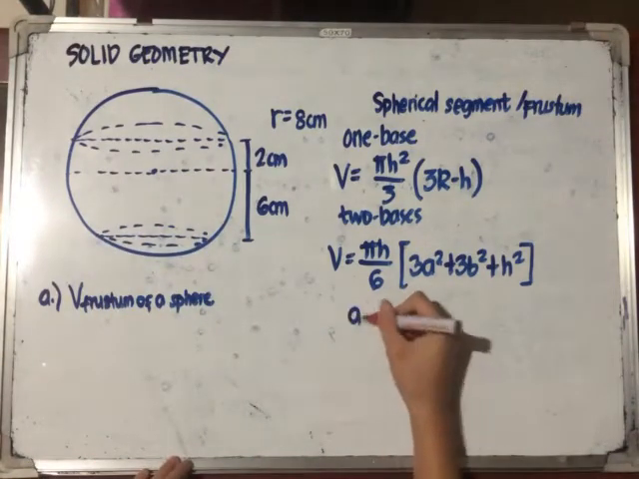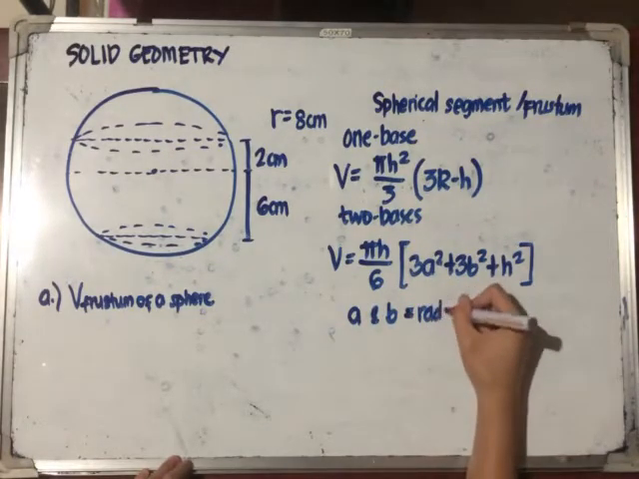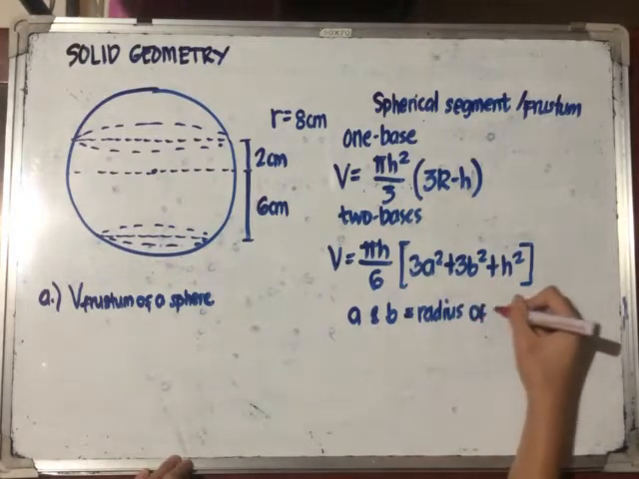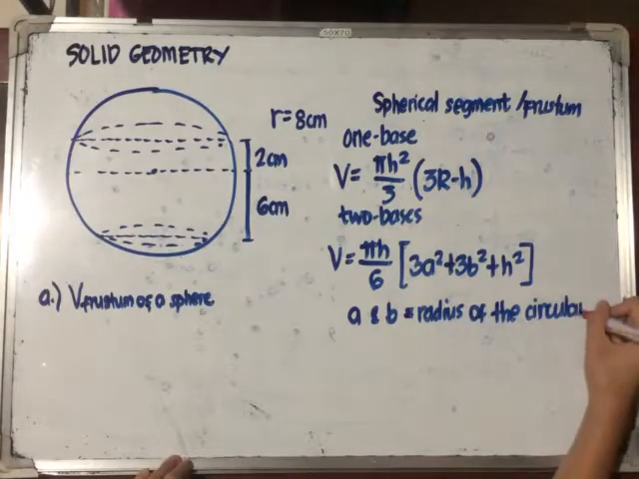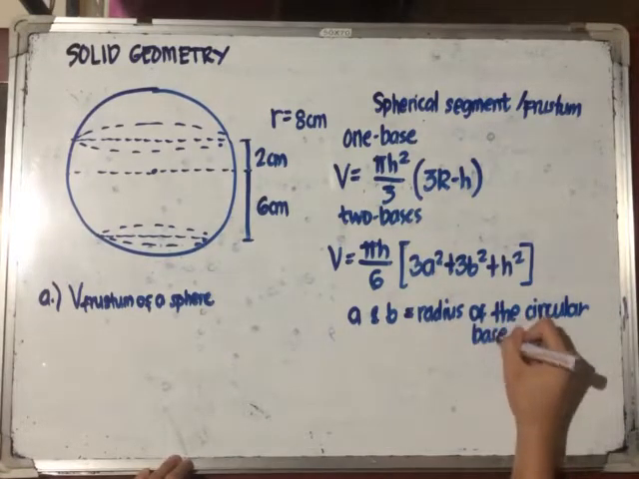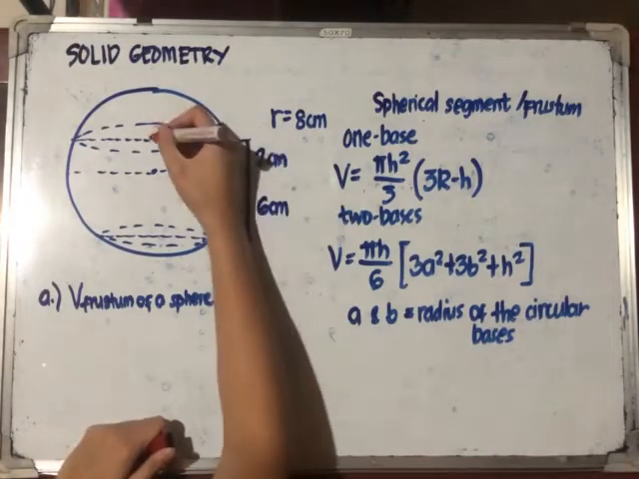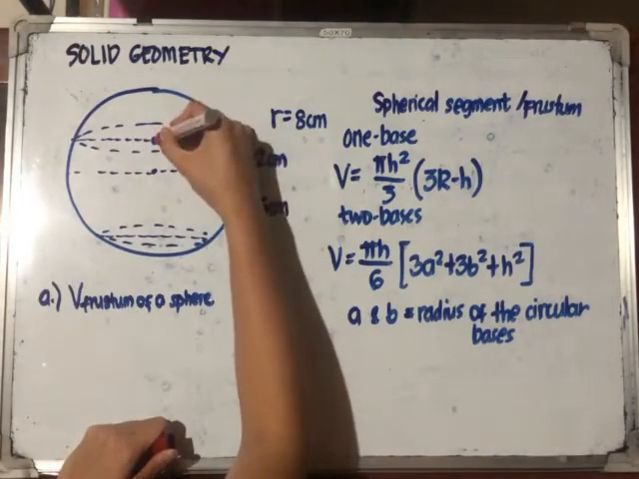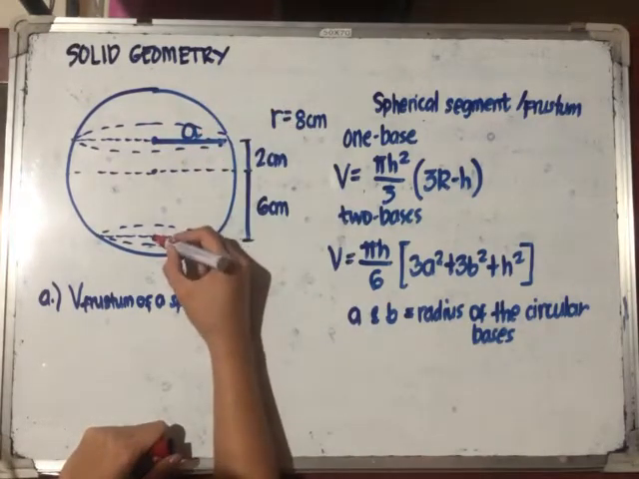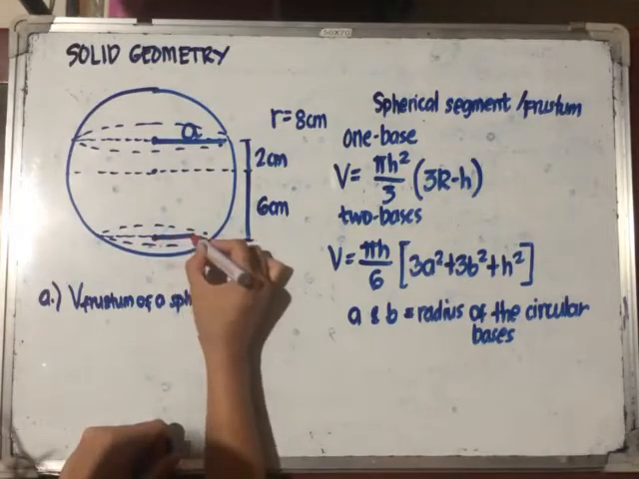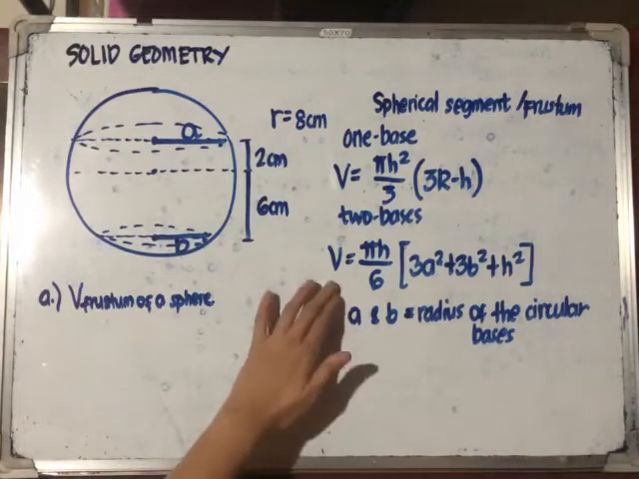Kaya itong A and B dito, where A and B are the radius of the circular bases. Okay, radius siya ng circular bases. So, if you look at this one, ang A natin is itong distance na to. Yan. This could be our A. And ang B naman natin is ito siya. That is our variable B. So, ito yung gagamitin nating formula ngayon.